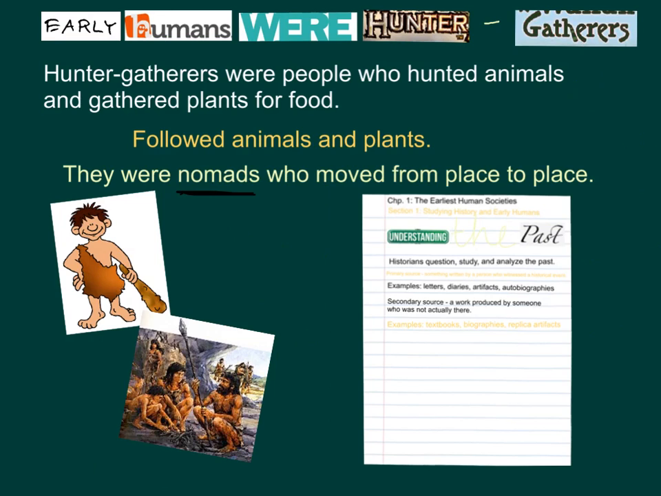Now, let's say they're hunters and all the deer have run off because they were afraid of getting killed, then those nomadic people would follow those animals. Or let's say they've gathered up all the berries from a certain place, there's no more left, then they have to move until they find some new areas where they can get more food. So these hunter-gatherers are nomadic. Nomads move from place to place.